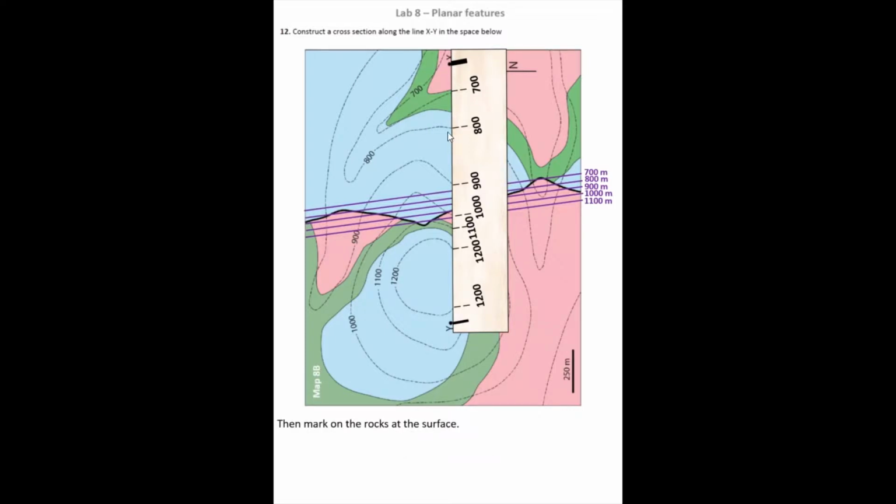Then I mark on the rocks on the surface, either with colours or labels. And then what I want to do is mark on the structural contours for the fault. So everywhere that I cross one of those structural contours, I've marked it on my cross-section strip.